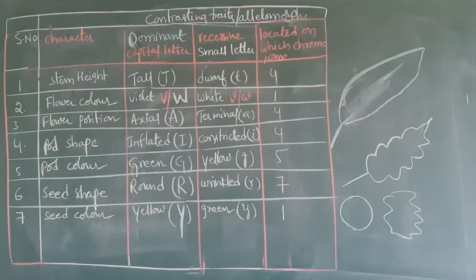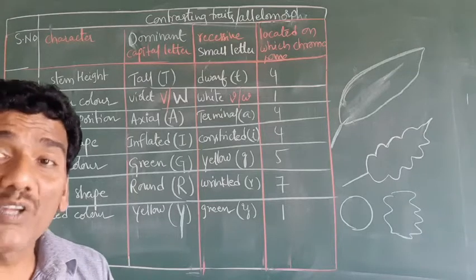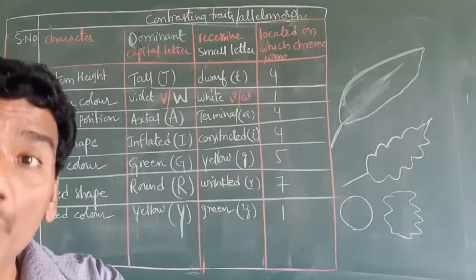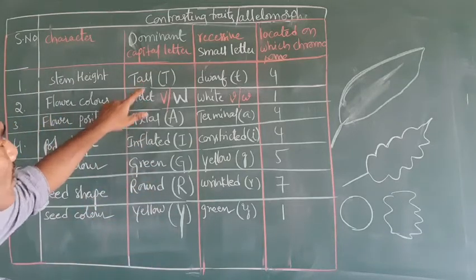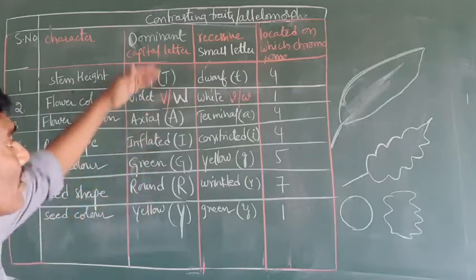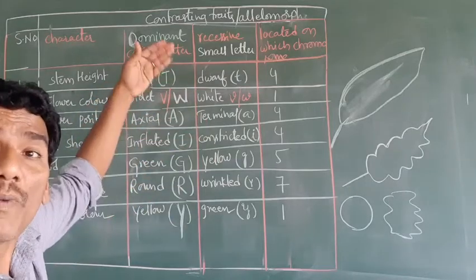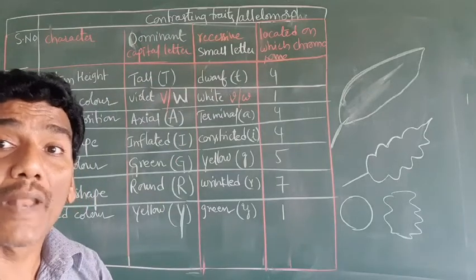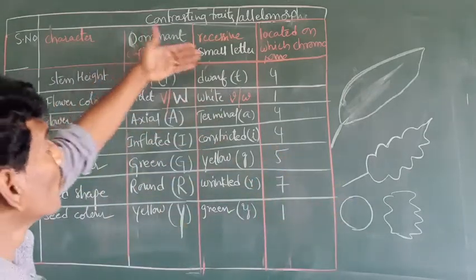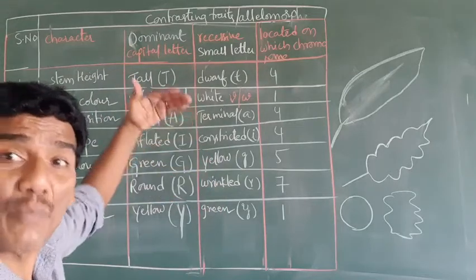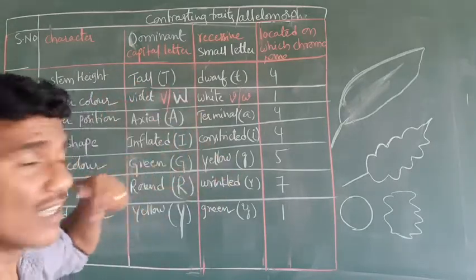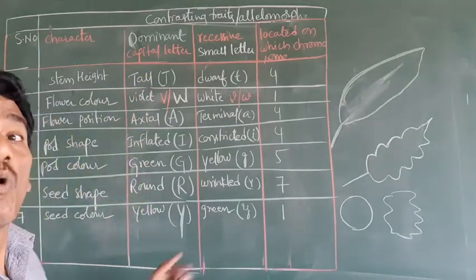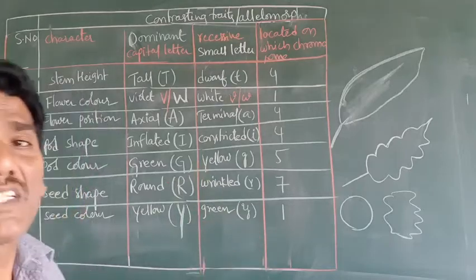Here Mendel selected 14 true breeding plant varieties as pairs. 1, 2, 3, 4, 5, 6, 7: total 7 pairs. How many characters? 14 characters. Mendel selected 14 true breeding plant varieties as pairs, so 14 true breeding characters are present here.